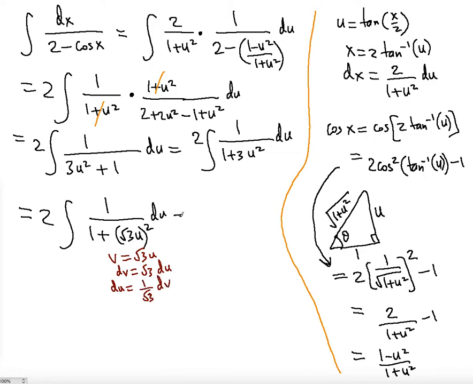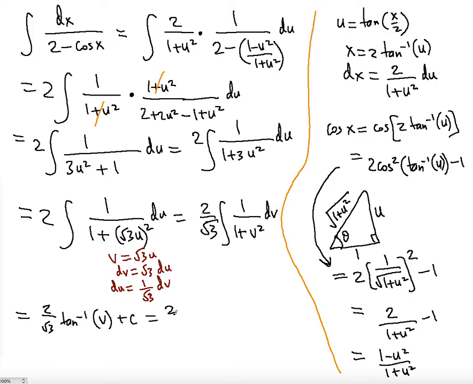Perfect. So what do we get? We get 2 over root 3 as a result, and then here we get 1 over 1 plus v squared dv. Now the arctangent form is ready for you to find the antiderivative: 2 over root 3 arctangent of v plus a constant. And v in terms of u is radical 3 u, so 2 over root 3 arctangent of radical 3 u plus a constant.